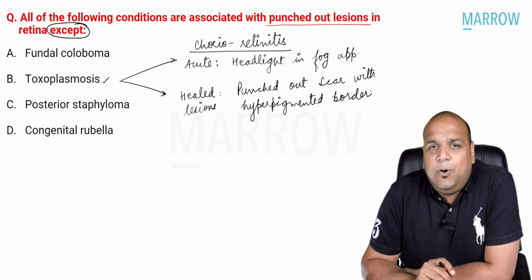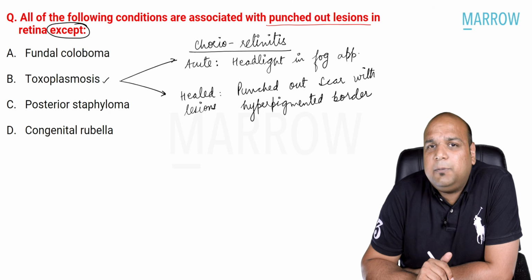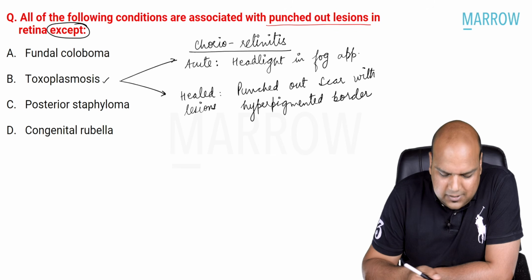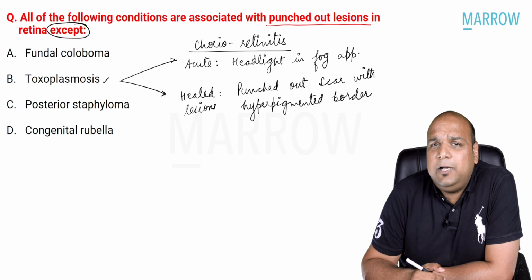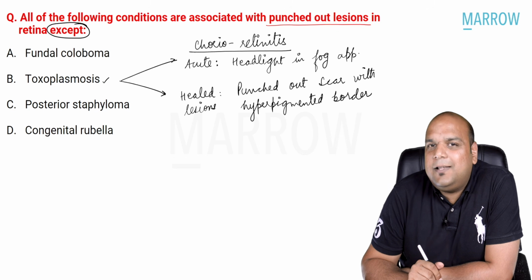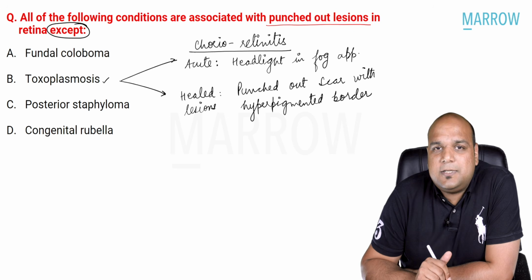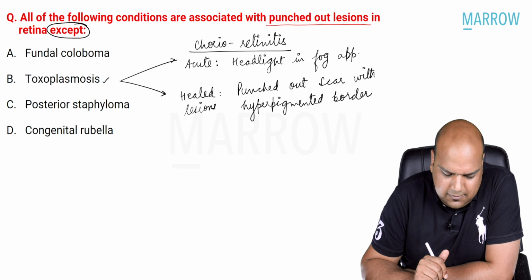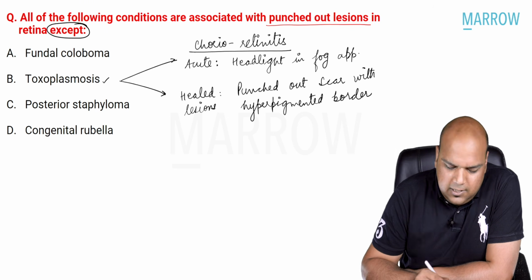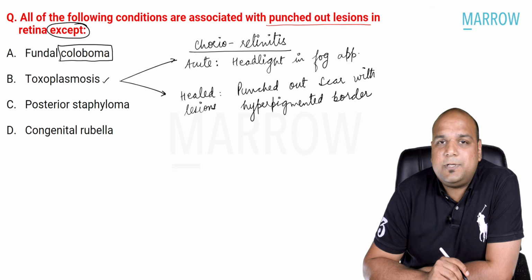So if I had not been careful in the question, if I had just read which condition is associated with punched out lesion, the first option that I would have marked would have been toxoplasmosis. But alas, in this question, that would have been the wrong answer because it is asking you except. So now let us see the other options: fundal coloboma, posterior staphyloma and congenital rubella. First of all, let's move on to the option coloboma.